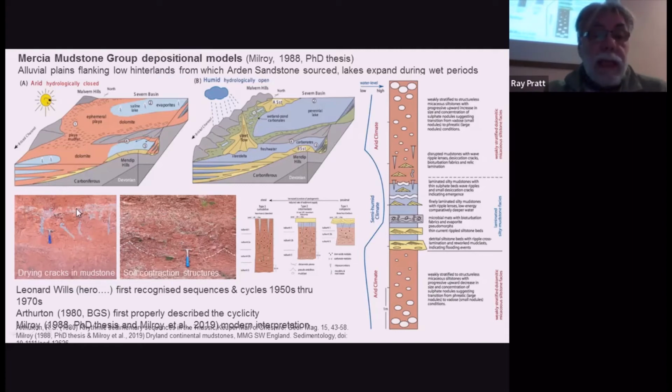So there are desiccation cracks, there are these large tepee type structures, contraction structures, and there are sequences of evaporitic nodules, anhydrite, the gypsum nodules, thin sandstones, a typical Mercia Mudstone Group sequence.